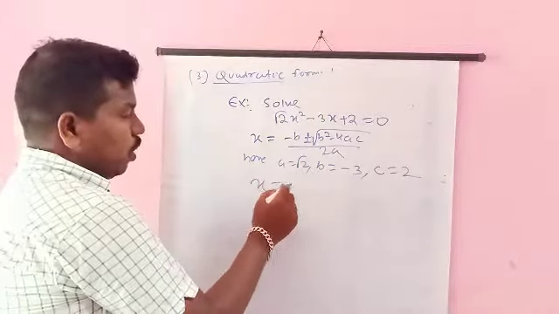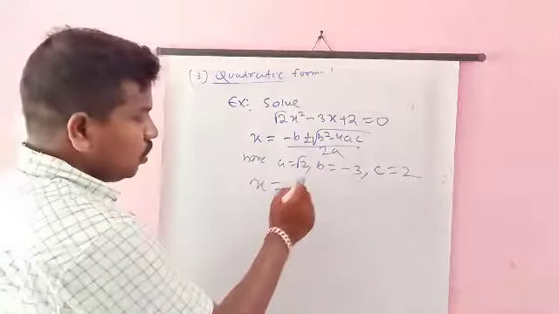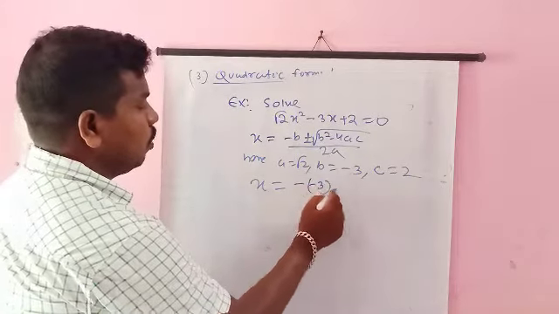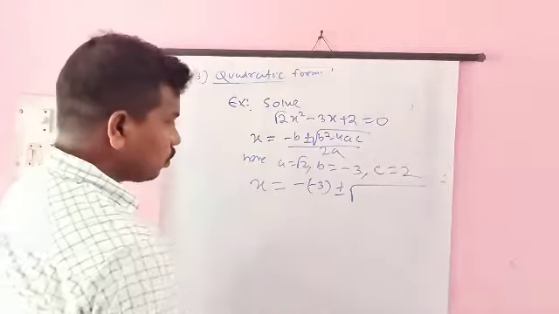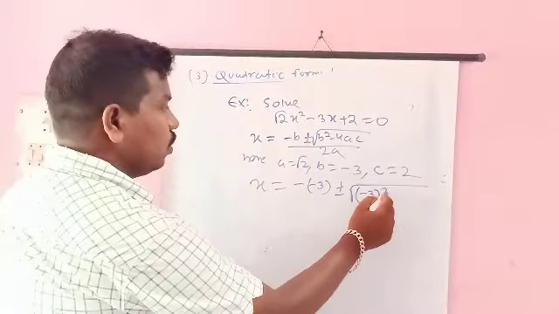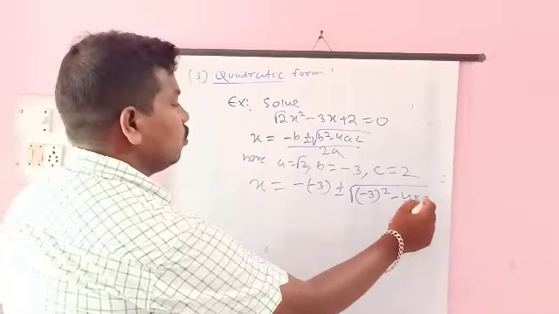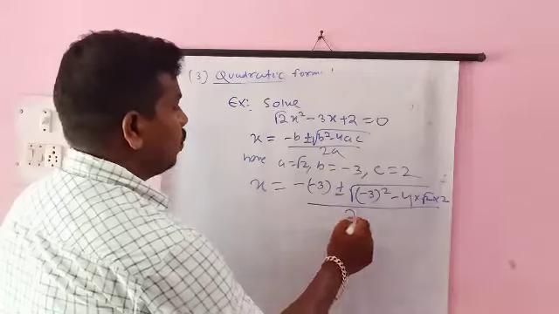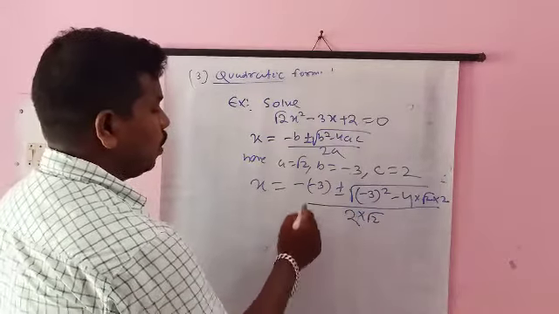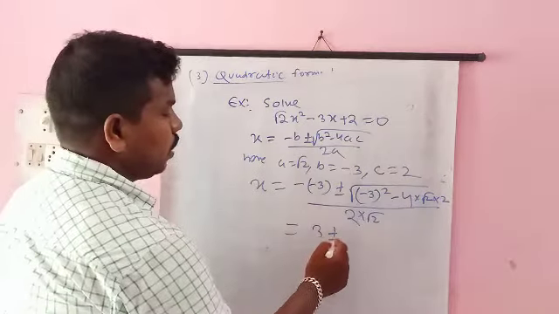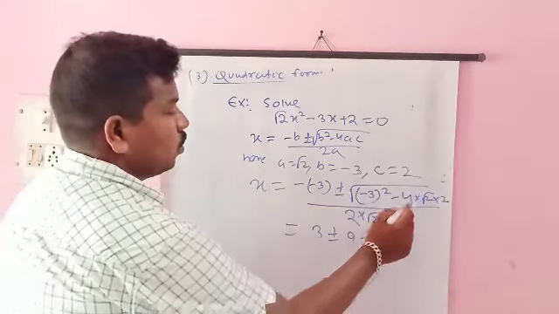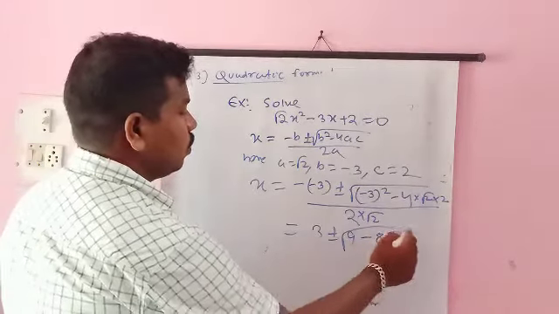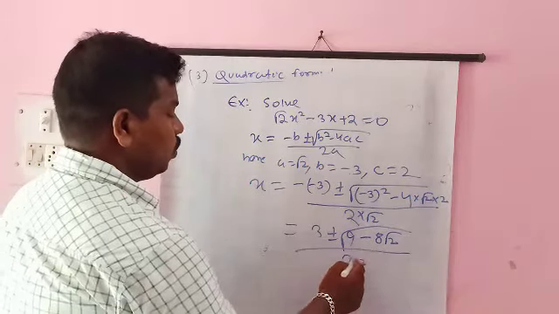Now put the values of a, b, c in the formula. Minus b means minus of minus 3, plus minus root over b square, which is minus 3 square, minus 4 into a equal to root 2, into c equal to 2, divided by 2a, which is 2 into root 2. So that is 3 plus minus root over 9 minus 4 into 2 root 2, that is 8 root 2, divided by 2 root 2.